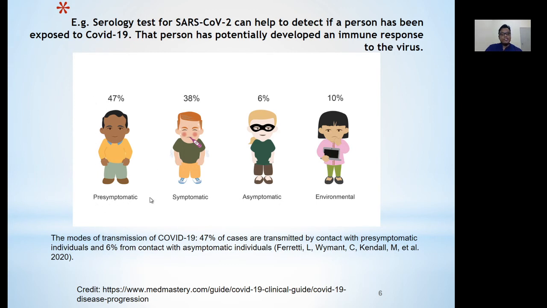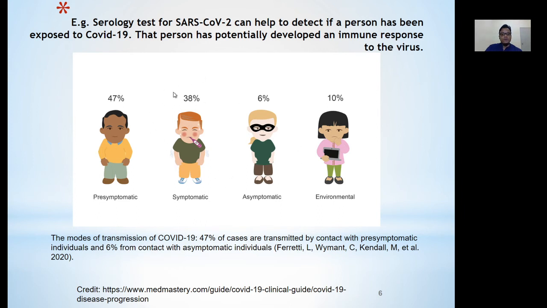Pre-symptomatic means this patient already has COVID-19, but is yet to develop any symptom. So these people can either remain asymptomatic even though they have the COVID-19, or they can show the symptom. And 6% of the people are infected from asymptomatic individuals. So these two categories are very dangerous.